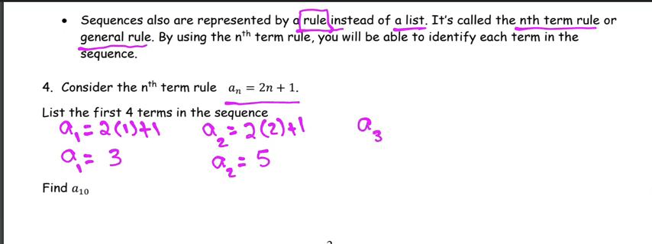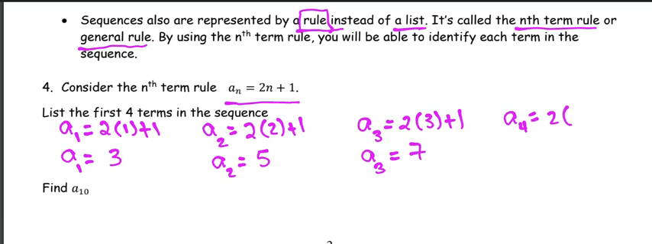The third term is going to be 3 for n. That means I'm switching n with 3. I'm going to have a sub 3 equals 2 times 3 plus 1, which is 7. The fourth term is going to be 2 times 4 plus 1, using 4 instead of n because I'm looking at the fourth term. And the answer is going to be 9 at the end. So the first 4 terms in the sequence are 3, 5, 7, and 9.